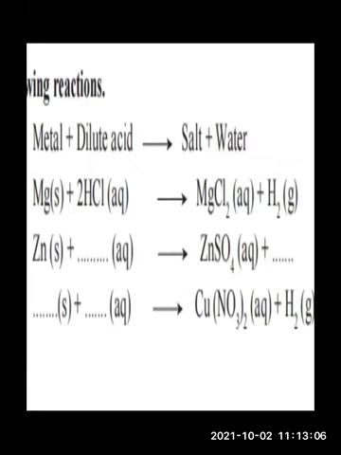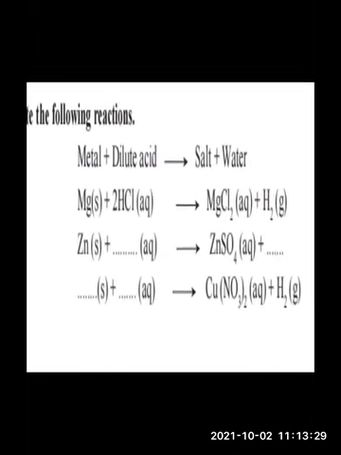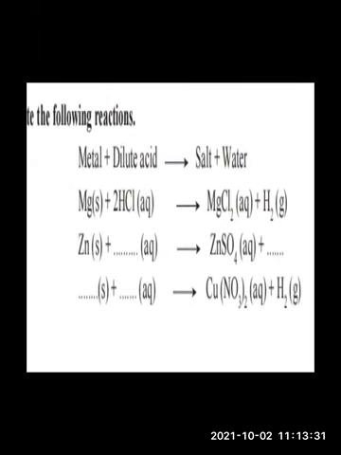Very good, Soumya. Correct answer. We have to add sulfuric acid. That is, what is the formula of sulfuric acid? H2SO4. So Zn plus H2SO4 will give ZnSO4 plus H2. Hydrogen is released. Okay, now moving to the fourth equation. Dash plus dash gives Cu(NO3)2 plus H2. That is copper nitrate and hydrogen we are getting.